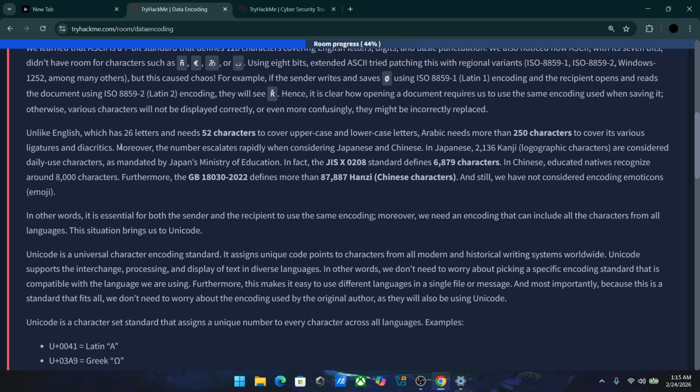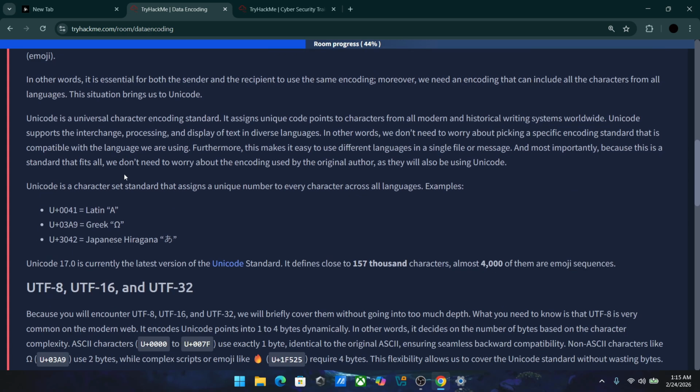I don't know if I am reading correctly. I am full. And still, we have not considered encoding emoticons, emoji. Oh my god.